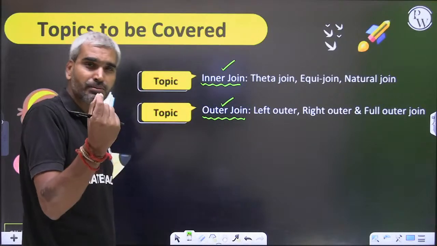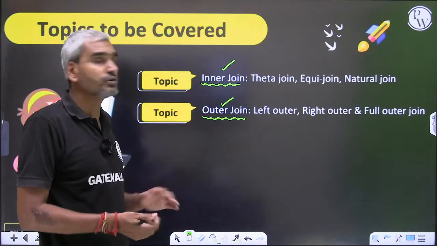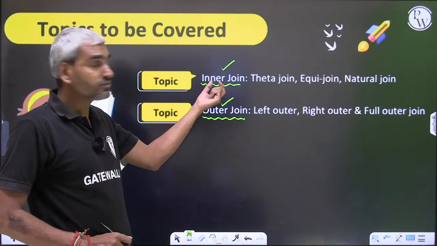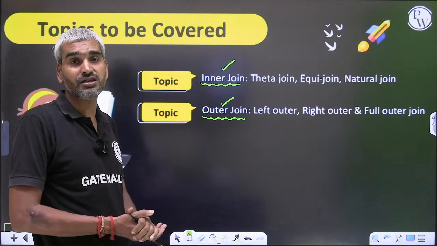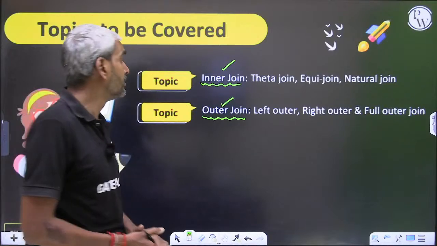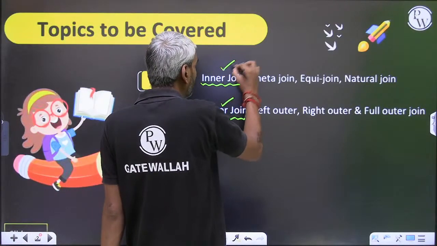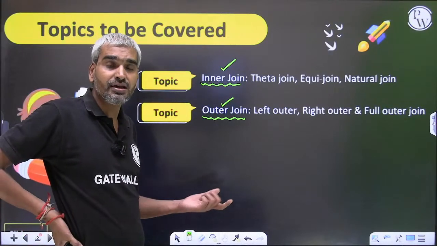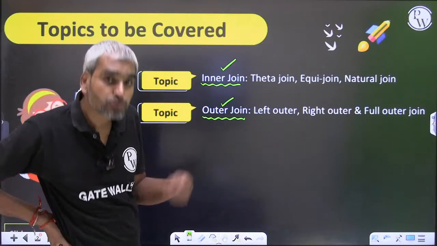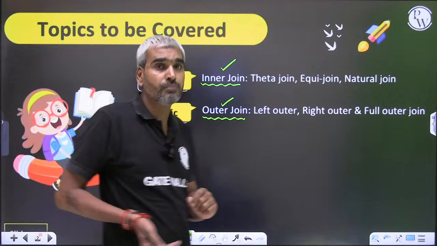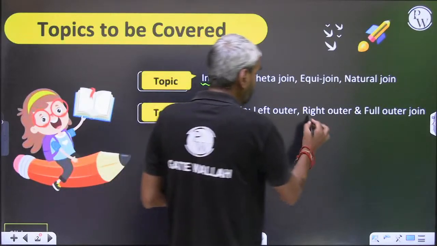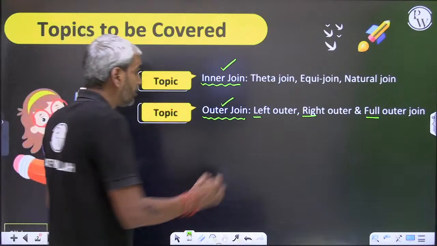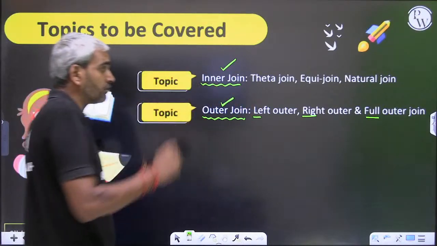There is a simple differentiation between these two types of join operation. If only the tuples of the relations which satisfy the join condition are included in the result, then it will be called inner join operation. And apart from all the tuples which satisfy the condition of join operation, if we also include the tuples either from the left side relation or from the right side relation or from both the relations, then it will be called outer join operation. So that's what we are going to discuss.